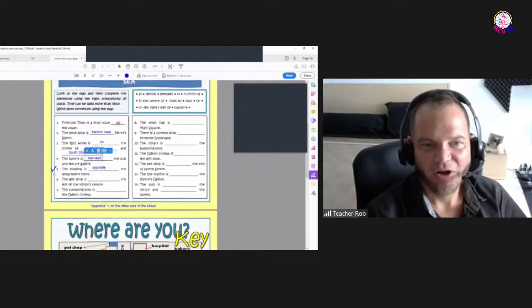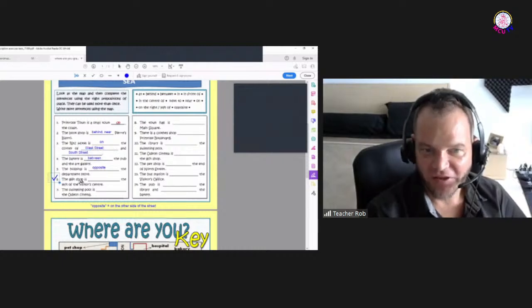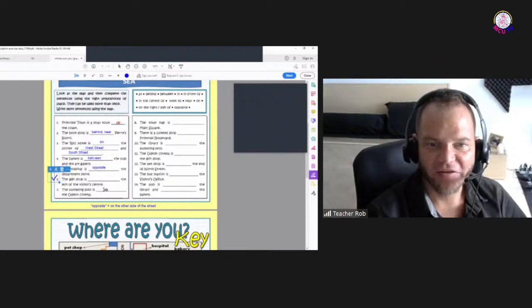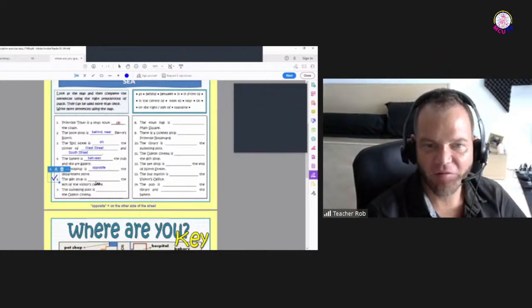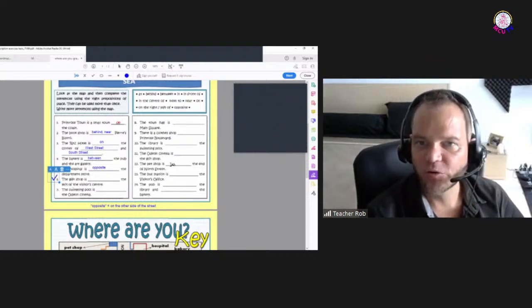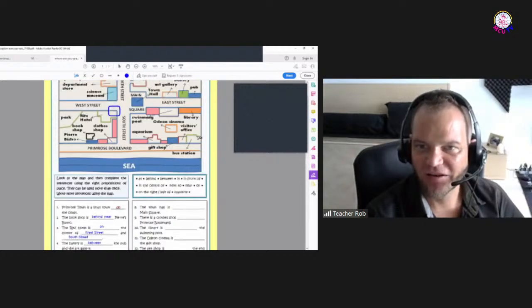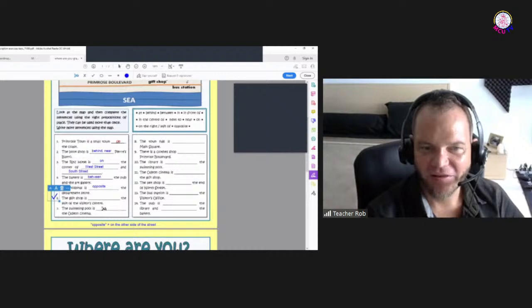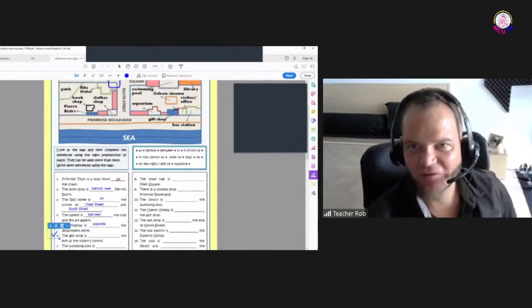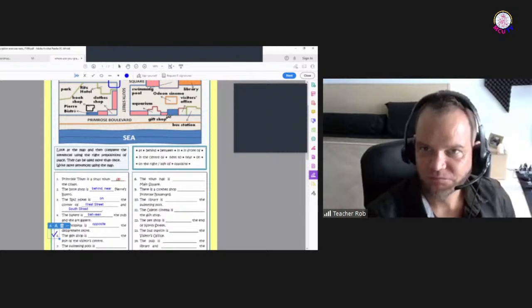Now here's number 6, you guys. The gift shop. This one says blank the left of the visitor center. What would we use before the left? So it just goes blank the left. And I see the picture before. So here's the gift shop, right? The blue one. On the left.